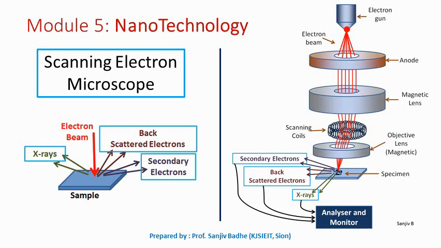Some electrons are knocked off from the inner shells. Those vacancies in the inner shells are filled by the outer shell electrons, and X-rays are produced. The intensities of backscattered electrons, secondary electrons and X-rays are recorded, and using the analyzer they are analyzed and sent to the monitor, and on the monitor we can view the magnified image of the sample surface. So this is how a scanning electron microscope works.